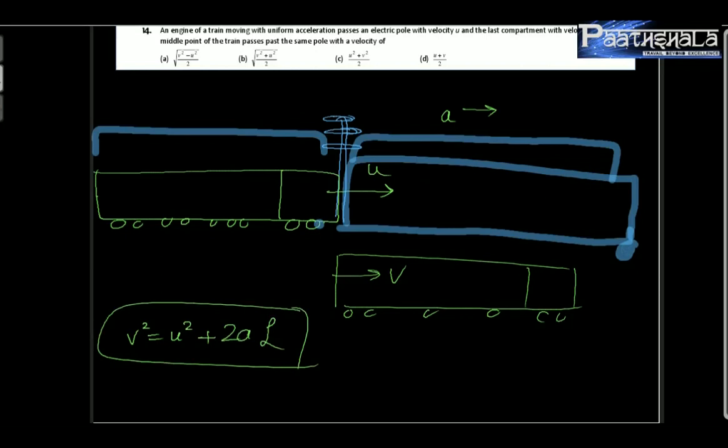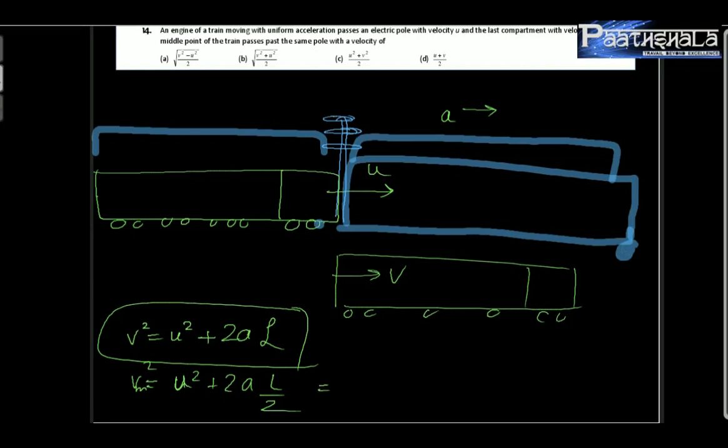Okay. And when the middle is passing, this is L by 2, right? So V middle square is equal to U square plus 2A L by 2. Correct? When the middle passes, L by 2 substitution we have to do, right?